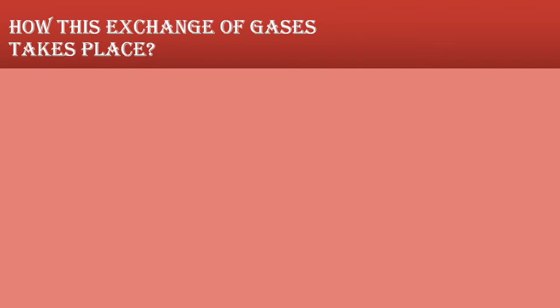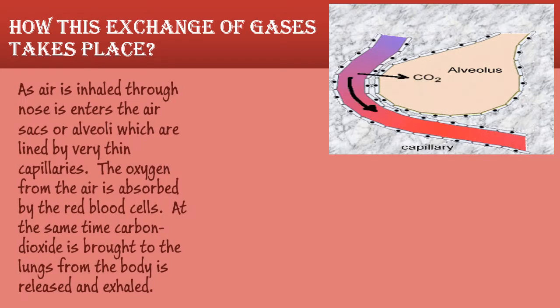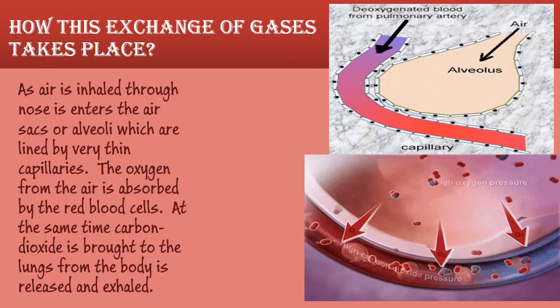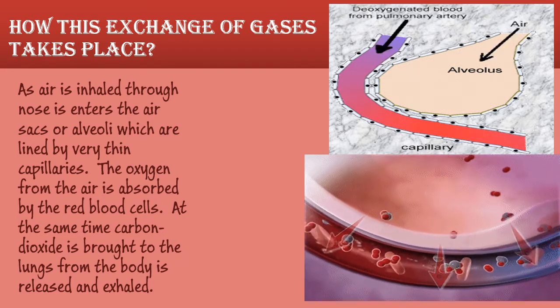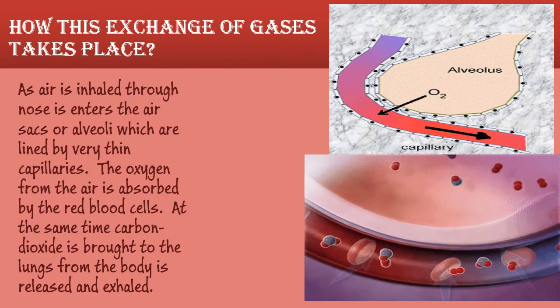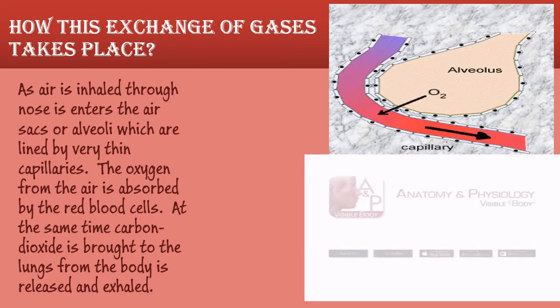Now, how does this exchange of gases take place? As air is inhaled through the nose and enters the air sacs or alveoli, which are lined by very thin capillaries, the oxygen from the air is absorbed by the red blood cells. At the same time, carbon dioxide is brought to the lungs from the body, released and exhaled.